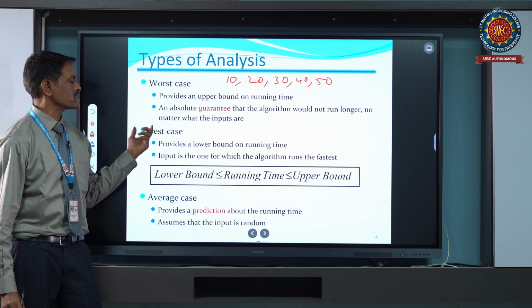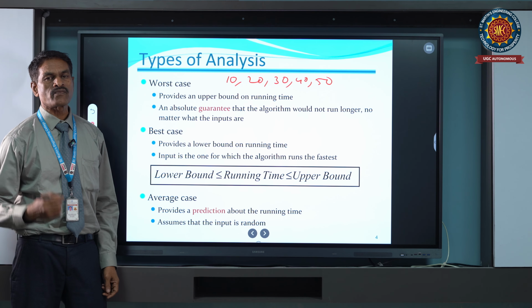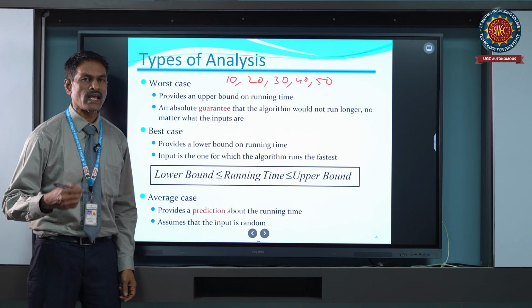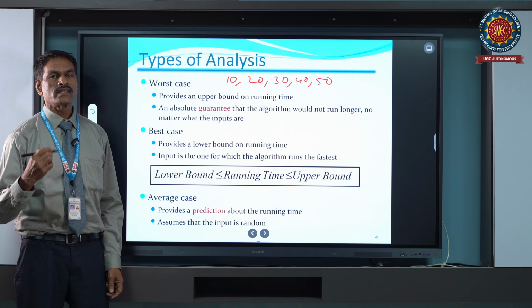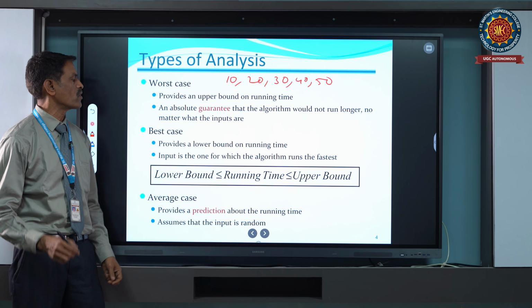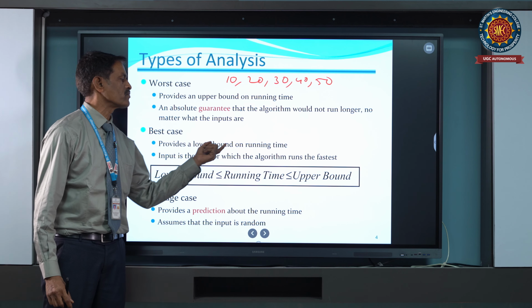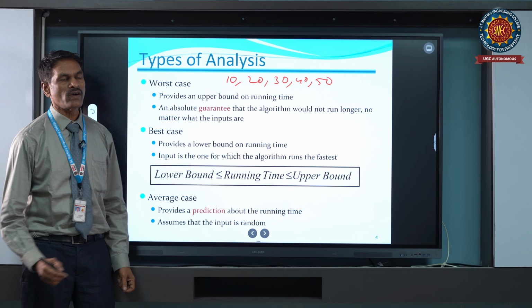Now comes the best case. Whenever the key element is found in the first position itself, that is called the best case. Whenever the element is found first, that is the lower bound of the running time.